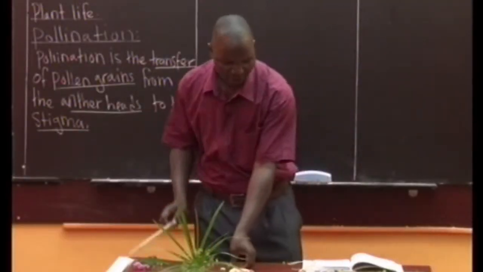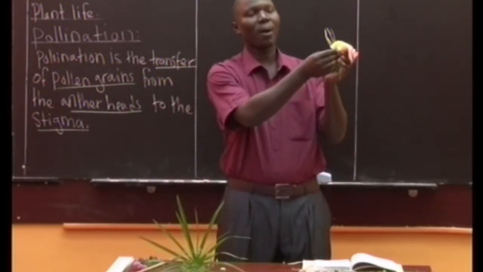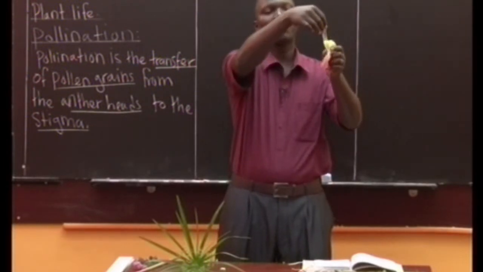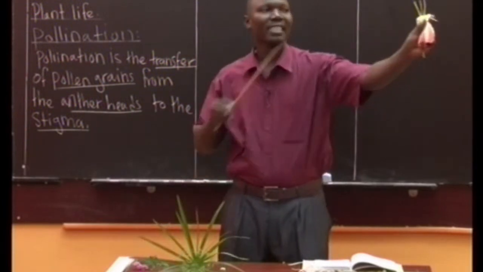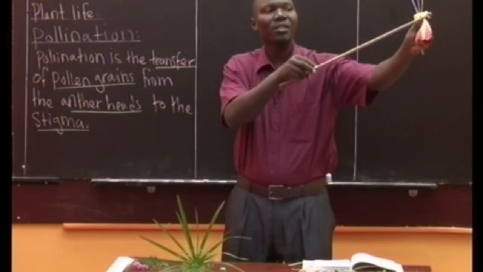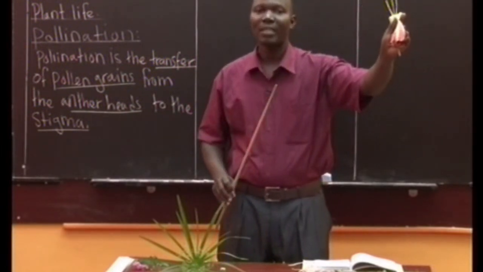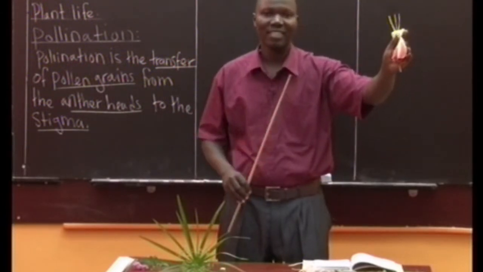It can be that flower, or in the case of this flower, if it has opened up, the pollen has to move from the anther heads to the stigma. Once that happens, we say pollination has taken place.